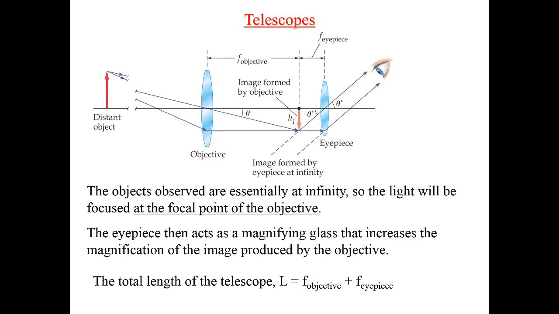Okay, so next we want to discuss the telescope. In a telescope, we are looking at an object that is very far away. So that means that the distance of the object is effectively infinity. In a telescope, we have two lenses. The first lens is the objective, and it collects light and creates an image.